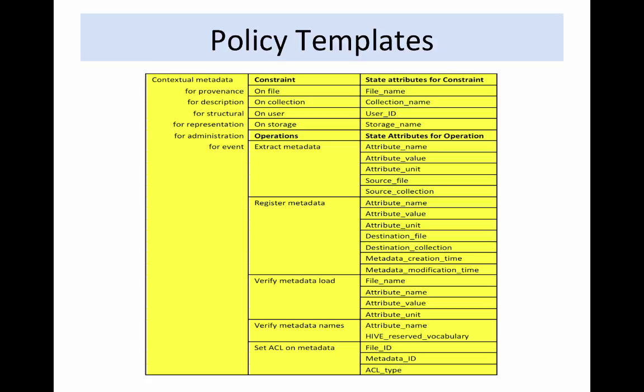The operations that are applied include metadata extraction, registration, verification of the values, verification of the attribute name, and setting of access controls. For each operation, multiple persistent state information attributes may need to be read or updated. An example is verification of a metadata attribute name through comparison with reserved vocabulary words and ontologies registered in the Helping Interdisciplinary Vocabulary Engineering (HIVE) service.